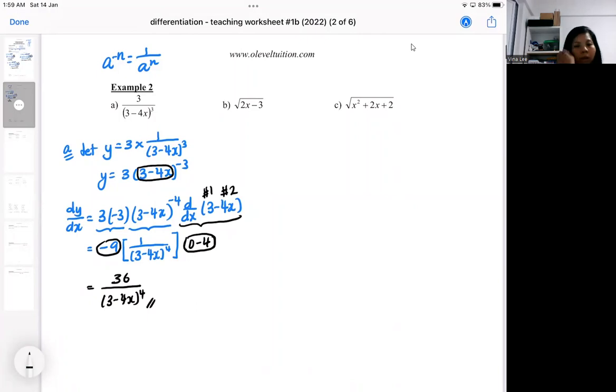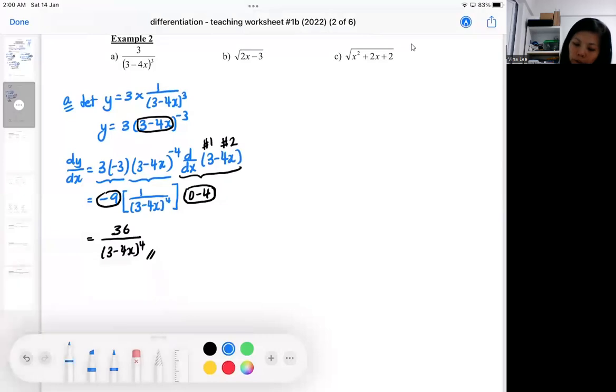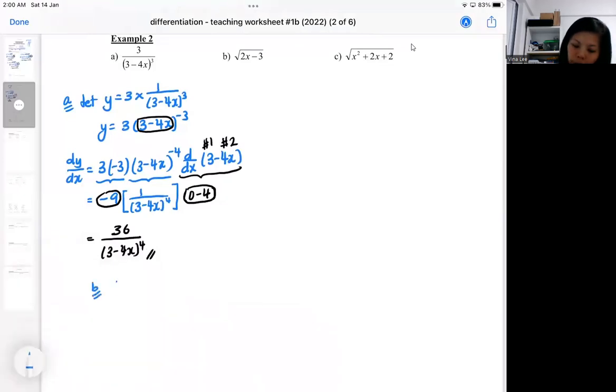So the three steps shouldn't change. The three steps are still the same thing, even with negative power. It can be a negative fraction also. For the power, it can be a negative fraction. So in the next example, okay, there is a square root. So how do you handle the square root? Again, you got to change it using indices so that you got a power to bring down.